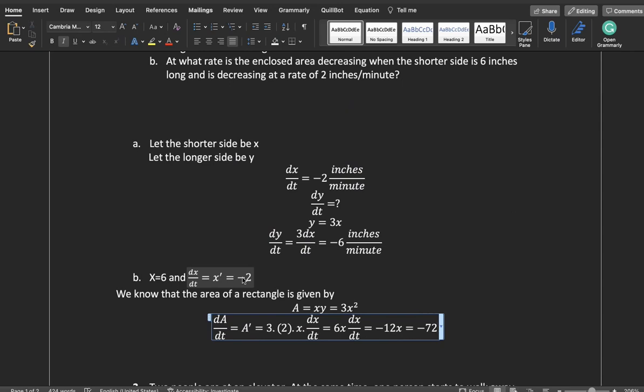So now, what does this mean, right? Let's just put the units here. Always remember the units. This is inches squared per minute.